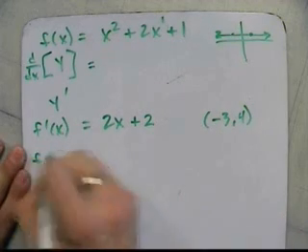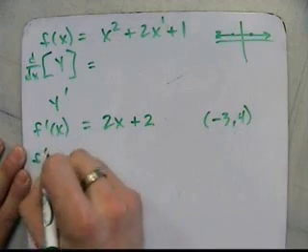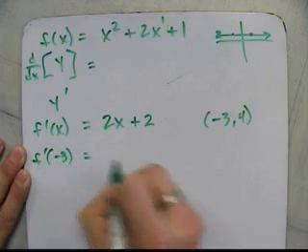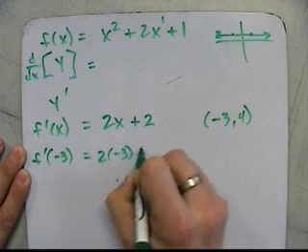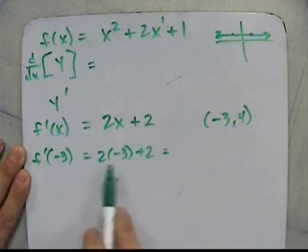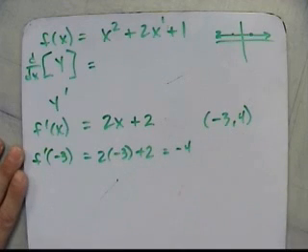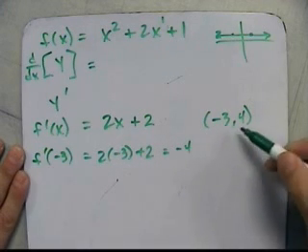So if I want to find the slope at this point, negative 3, I go to the derivative at negative 3, which equals 2 times negative 3 plus 2. So I multiply there, I get negative 6 plus 2, so I get negative 4. So my slope is negative 4 at this point right here.